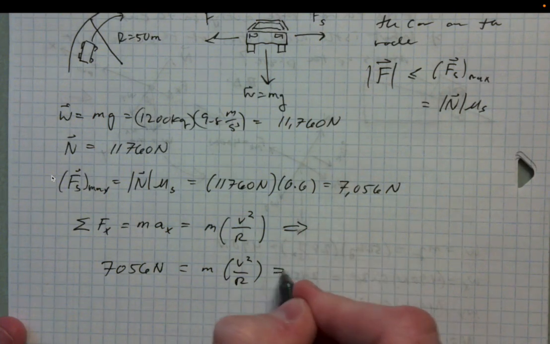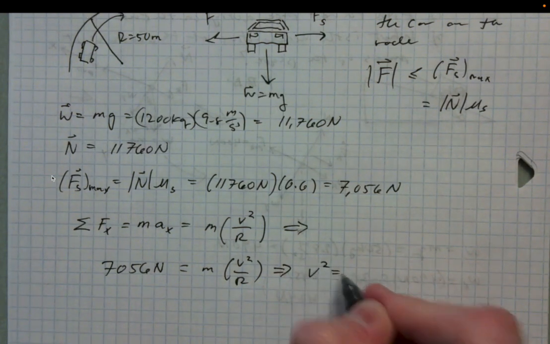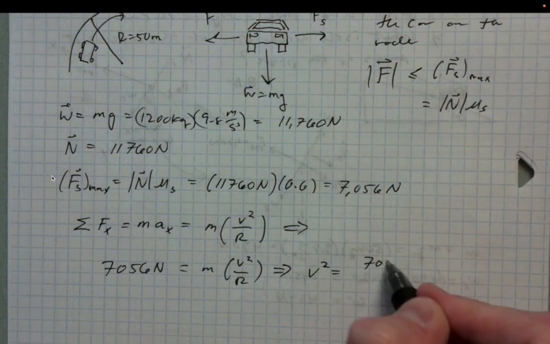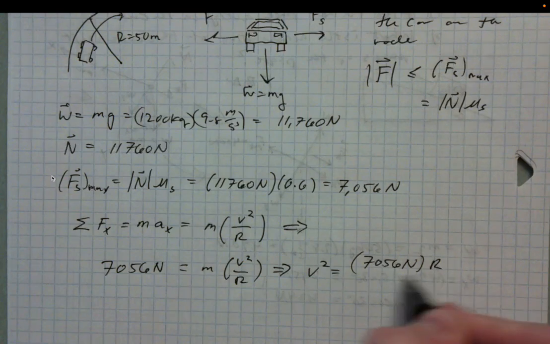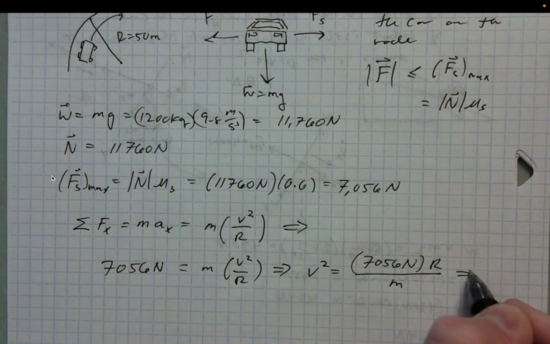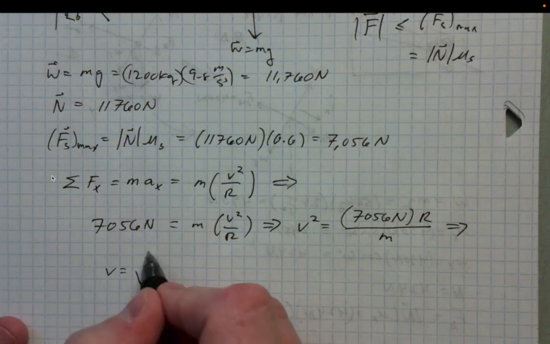Okay, and then we can just solve for the maximum velocity. We can figure out what that velocity is, and that's going to tell us just how fast we can go before we start to skid. So v squared should equal 7,056 newtons times the radius of the circle divided by the mass of the object, or the car. And so v will be just the square root of that.